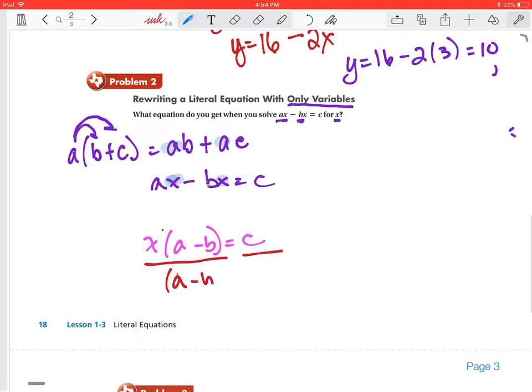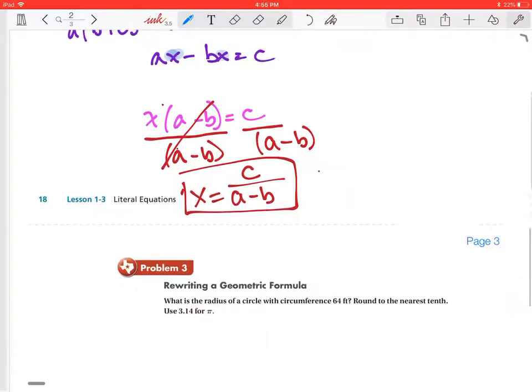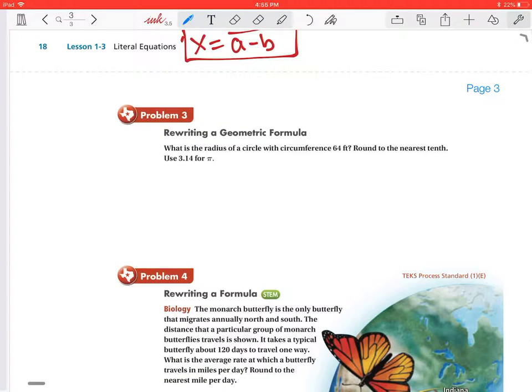my whole equation by the group of a minus b, and divide this side by a minus b, then that side cancels out. So then that will leave me with x is equal to c over a minus b. Now the x is by itself. I have my terms on the other side. I have solved for that specific variable. Not too bad, right?